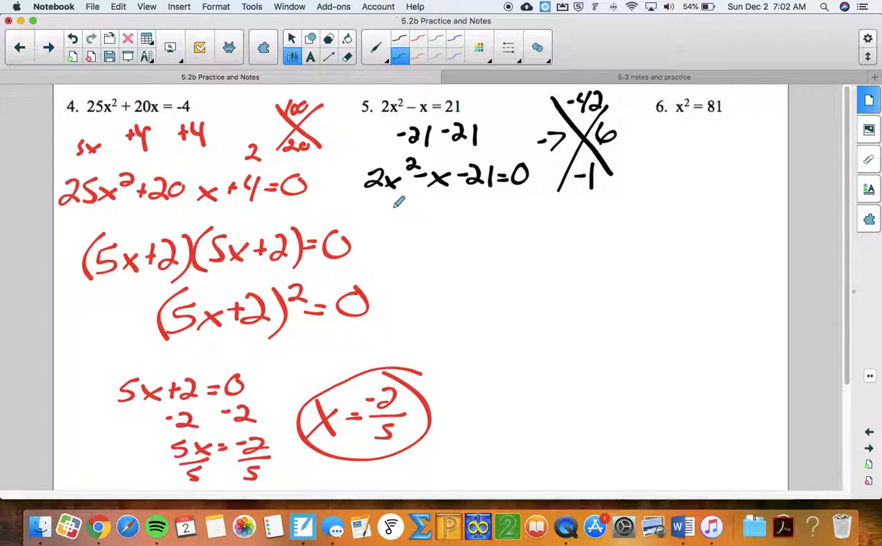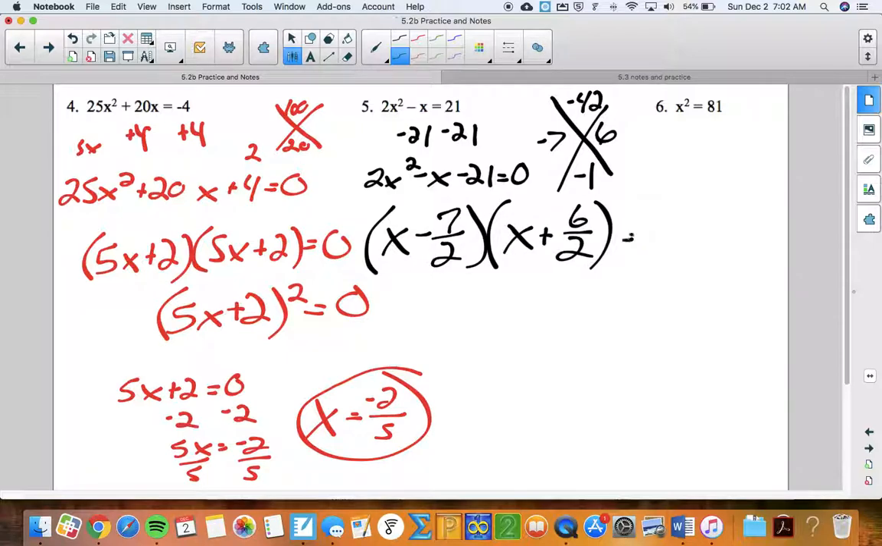So I get x minus 7, but then because there was a leading coefficient, divide that by 2, times x plus 6 divided by 2, equals 0. And so simplify this fraction. Well, you actually can't. It's 7/2. Simplify this fraction, you can. It's 3/1. So remember, we take our simplified denominator.